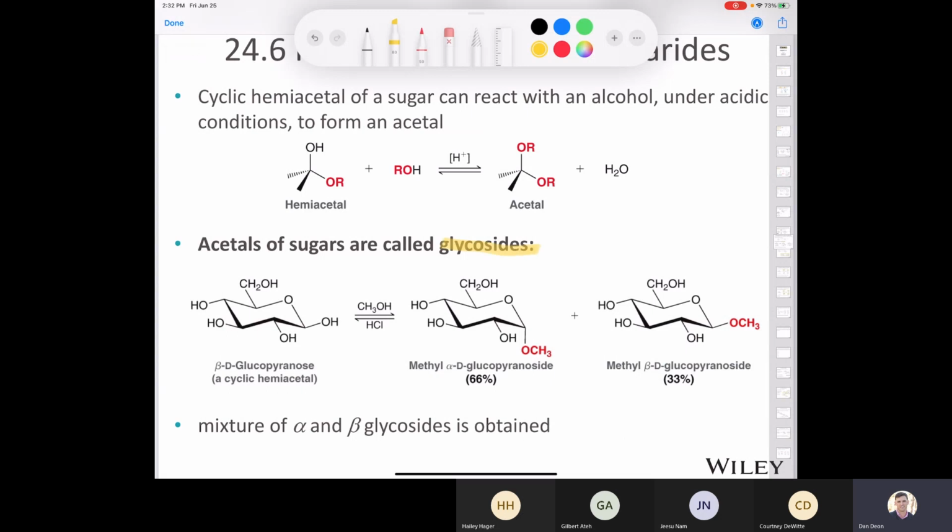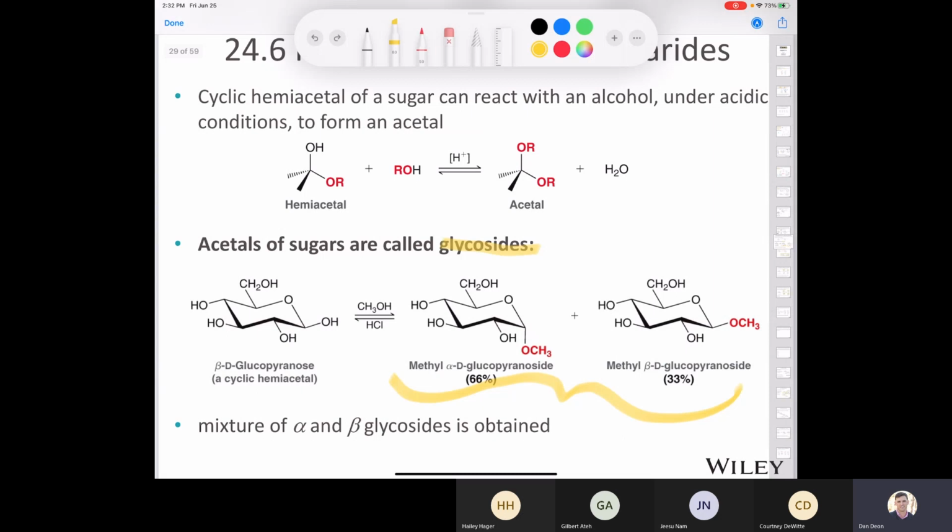beta-D-glucopyranose and you treat it with methanol and HCl, you actually get a mixture of two anomers, right? You get the methyl alpha-D-glucopyranoside, and you also end up with the beta as well. You see, you have mostly the alpha. Okay, we end up with a mixture, even though we started with the pure beta.